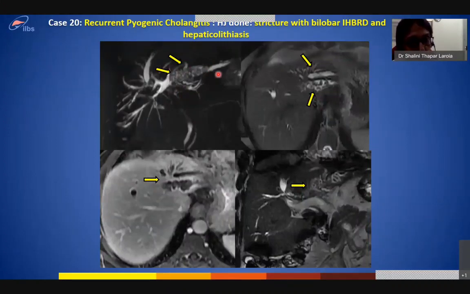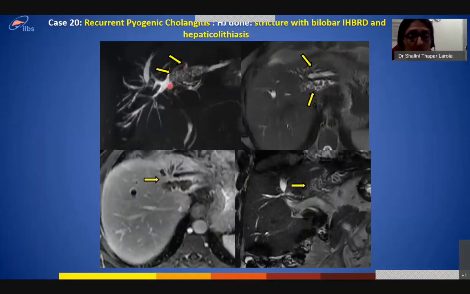This is the MRCP sequence. This is a fat saturated T2 sequence, and this is a contrast enhanced MR. This is again a non-contrast coronal T2 image. So on the MRCP, what do we see? We see dilatation of ducts. This part of the bile duct has now been removed, and this patient has had a hepaticojejunostomy. After hepaticojejunostomy, you will see air also within these ducts.